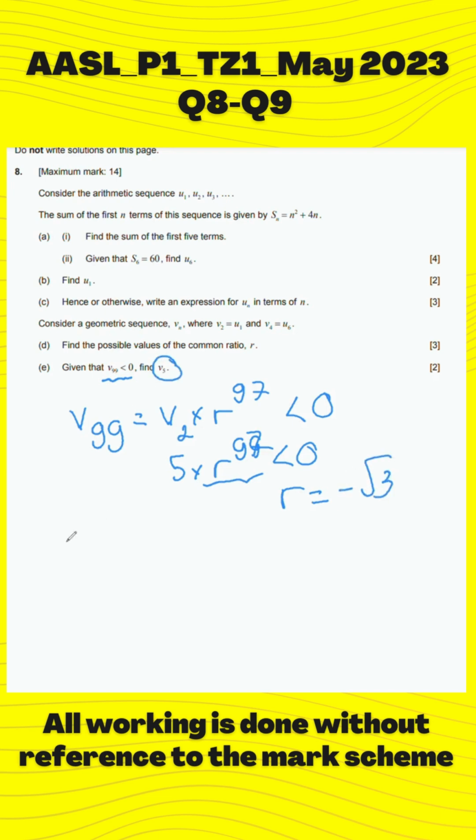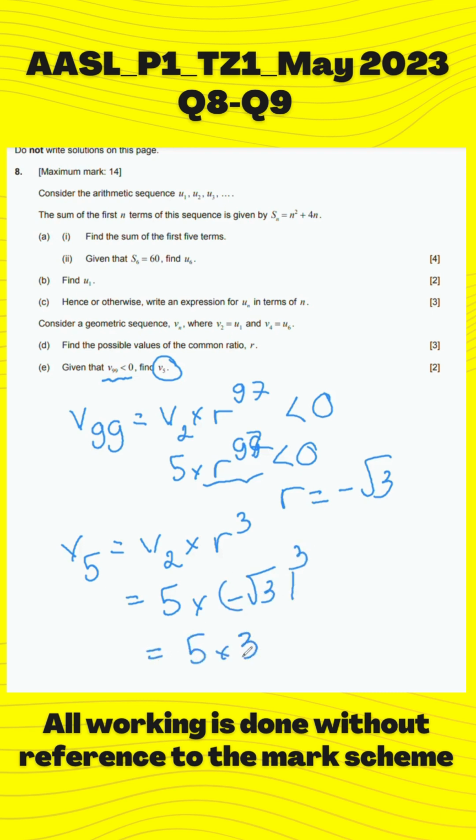Now they ask for V5. So V5 will equal V2 multiplied by r to the power 3. So 5 multiplied by negative square root of 3 to the power 3, which is 5 multiplied by 3 multiplied by negative square root of 3. So we have negative 15 square root 3.